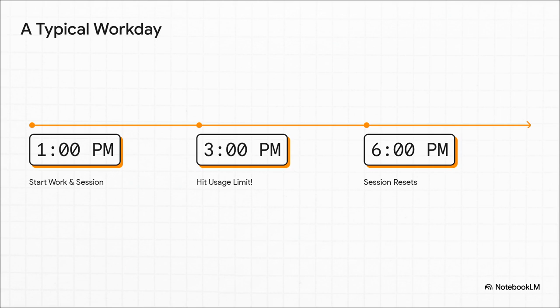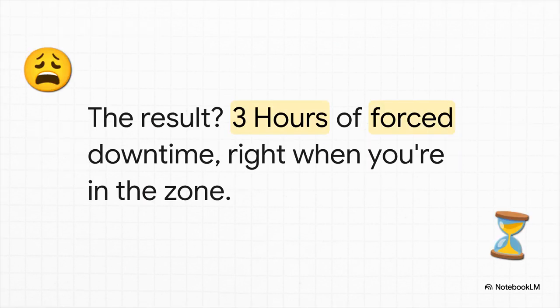Now, here's the problem. Even though you hit the limit 2 hours in, you're still locked out until that original 6 p.m. reset time. And that right there is the result. 3 hours of just forced downtime. Right when you were in the zone, all your momentum is gone and you're just stuck waiting for a clock to tick down. It's a super inefficient way to get things done.